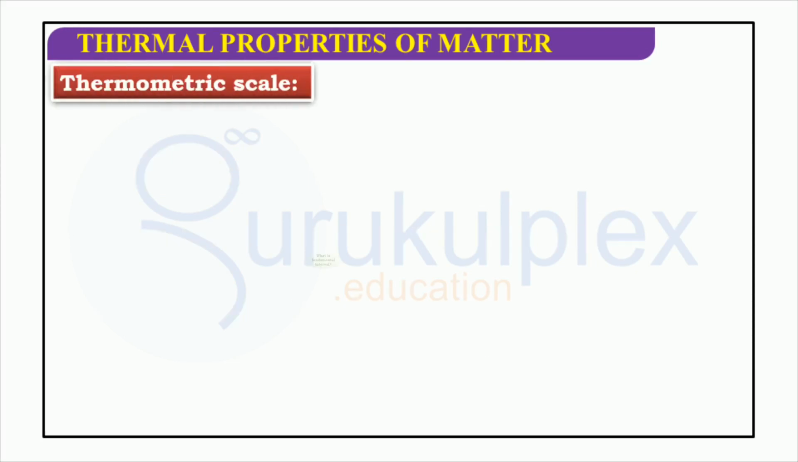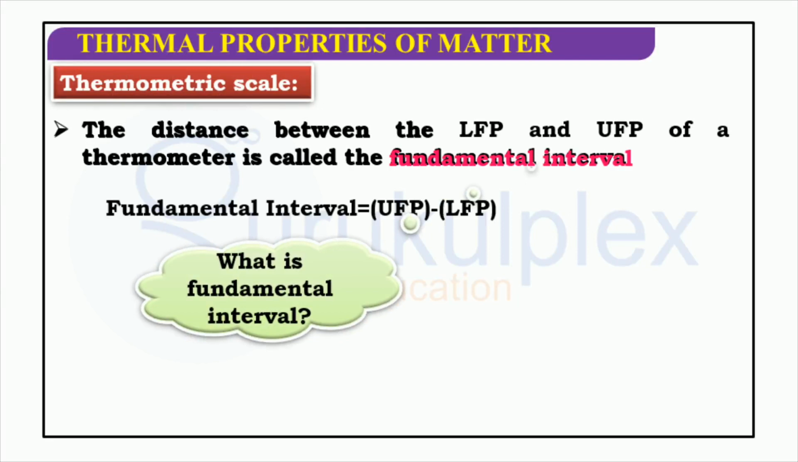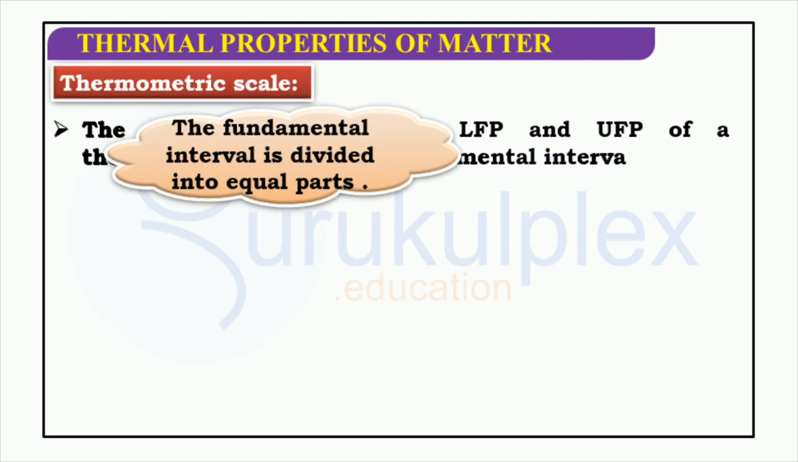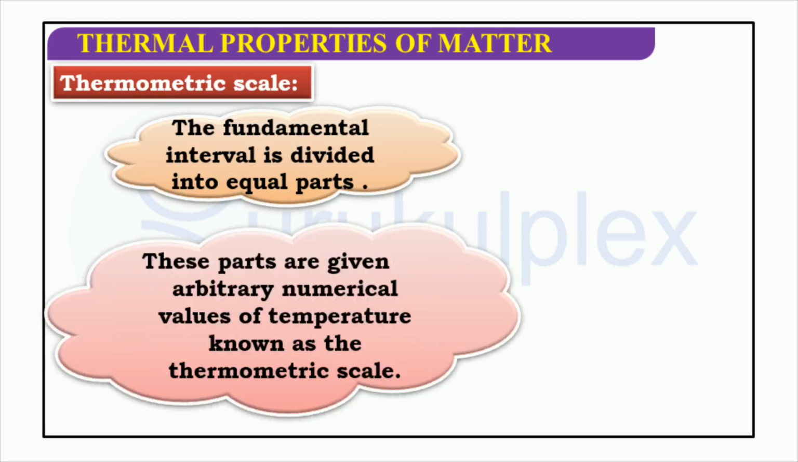We are examining the thermal properties of matter, focusing on thermometric scales. The fundamental interval is the separation between the highest and lowest fixed points of a thermometer, and it is broken down into equal portions with assigned numerical values, making up thermometric scales like Celsius, Fahrenheit, Kelvin, Romer and Rankine. These scales are essential when understanding the thermal properties of matter, with this slide providing an overview of the fundamental interval and thermometric scales.